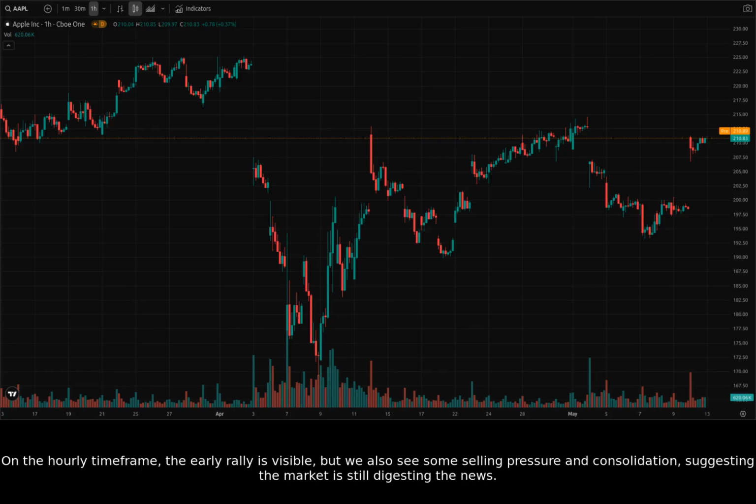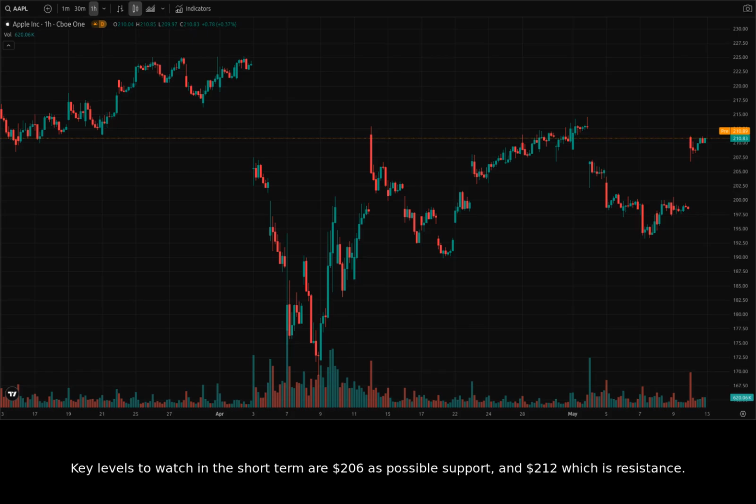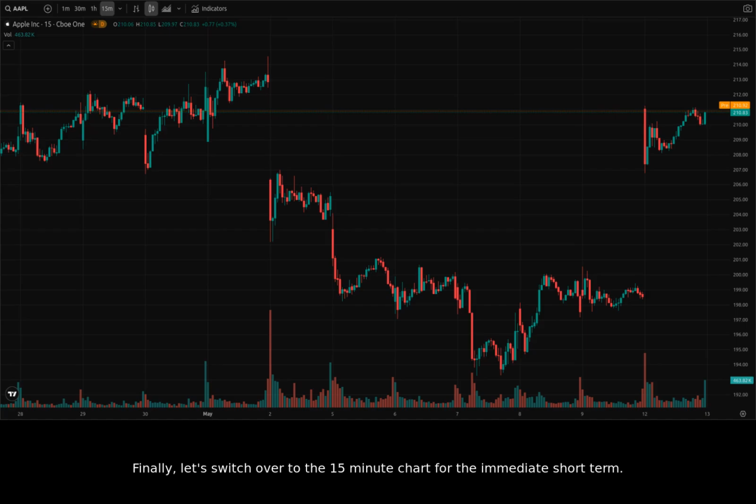On the hourly time frame, the early rally is visible, but we also see some selling pressure and consolidation, suggesting the market is still digesting the news. Key levels to watch in the short term are $206 as possible support and $212, which is resistance. Finally, let's switch over to the 15-minute chart for the immediate short term.